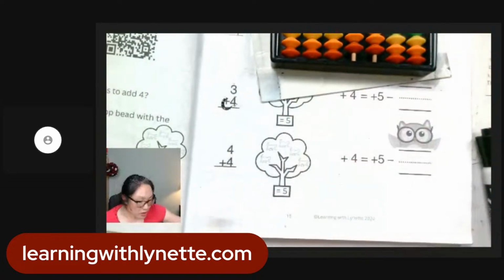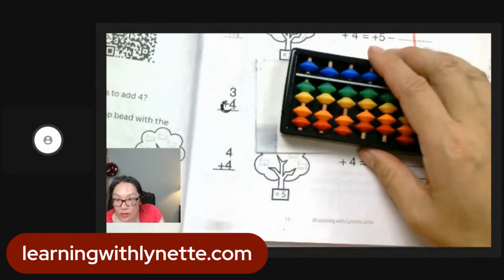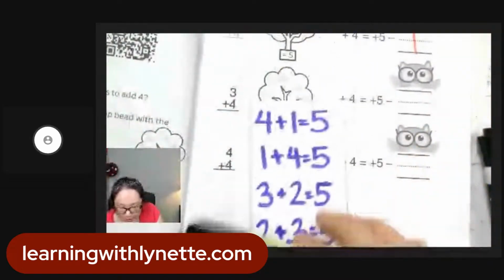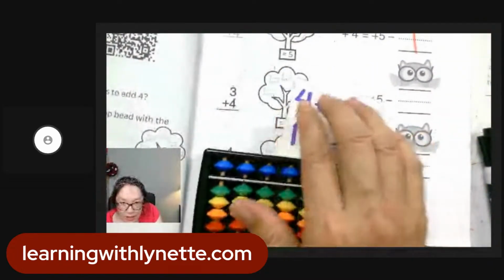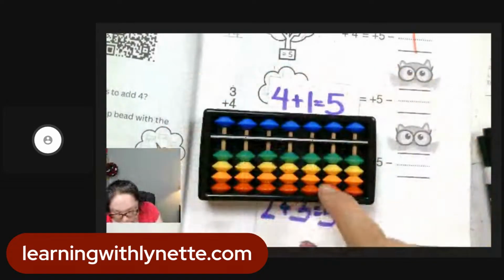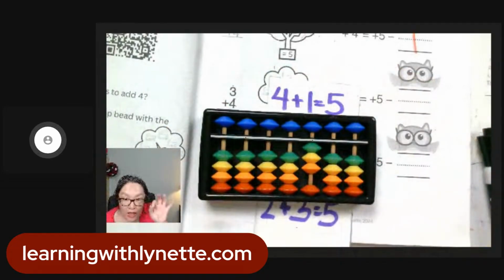Okay. So what we're going to do is we're going to understand how to make a 5. We know how to make a 5. We're going to understand this concept. The reason why we're going to understand this concept is because on the abacus, we don't have enough beads to add the 4. We're not going to memorize.